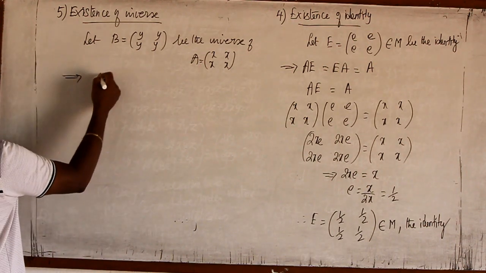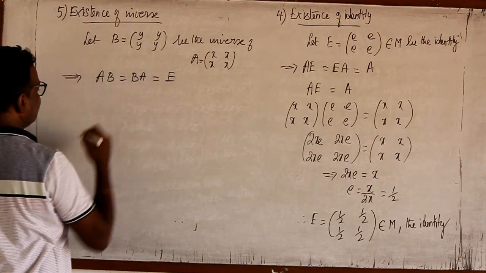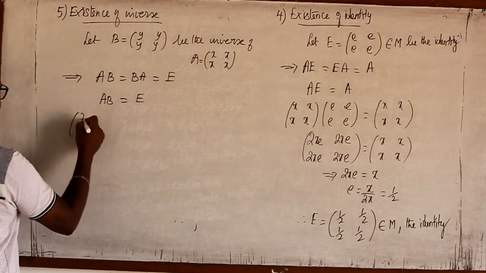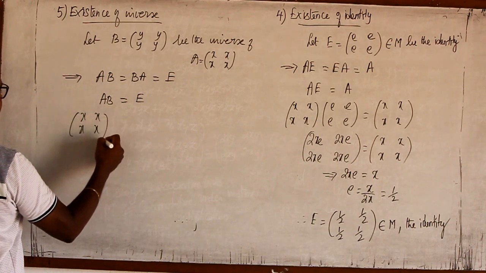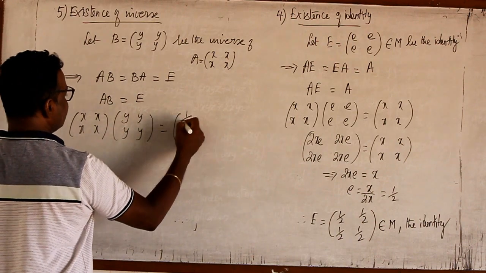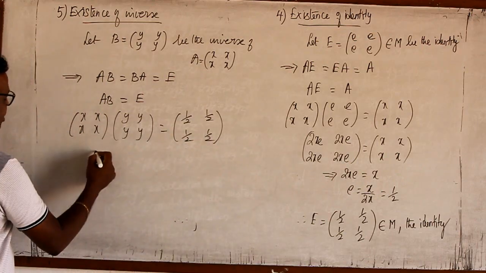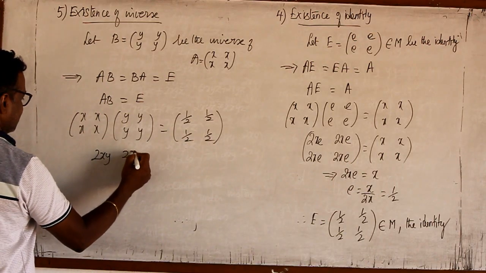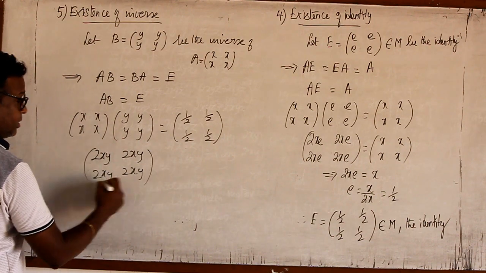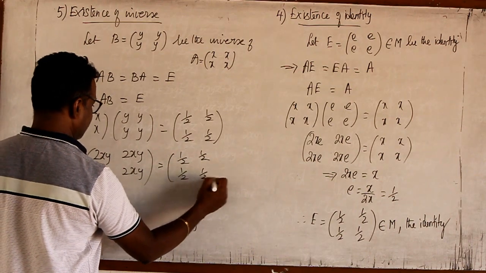Then by definition, either it is AB or BA, and the answer must be E. So AB equals E. A is xx, xx. B is yy, and we found E as 1 by 2, 1 by 2, 1 by 2, 1 by 2. When you multiply, we know it is 2xy, 2xy, 2xy, 2xy, equal to 1 by 2, 1 by 2, 1 by 2, 1 by 2.